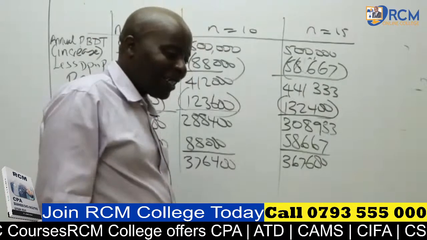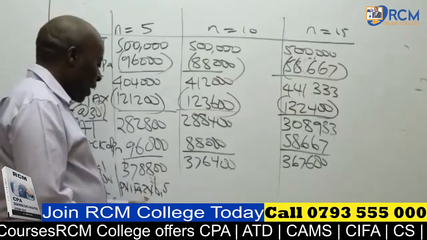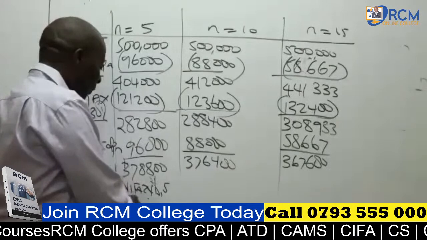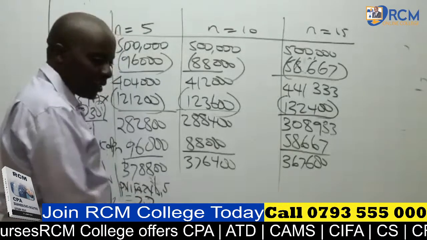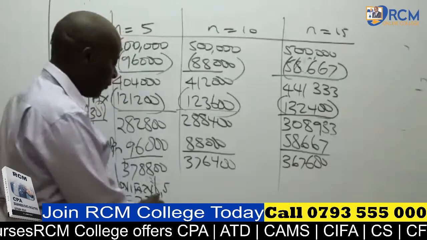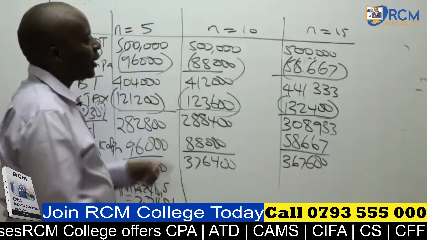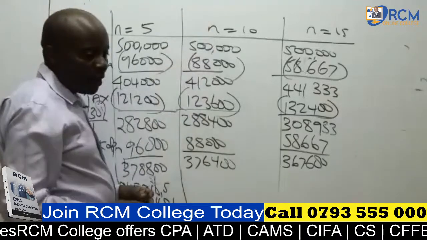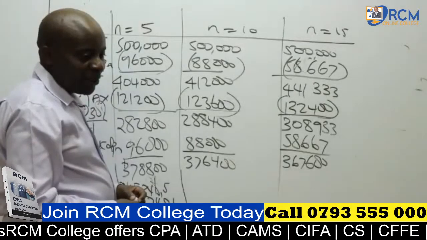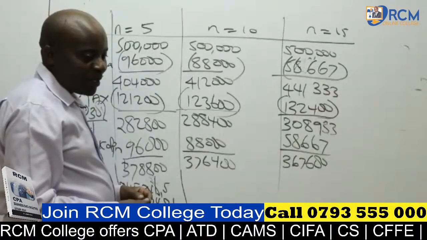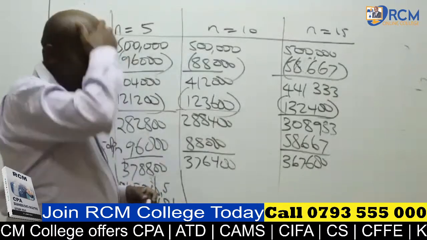So 24%, 5 years. What figure do we have there, somebody? 24%, 5 years. I can see there 2.7454. Thank you very much. So please, 24%, but when n is 10 now, 24% when n is 10.